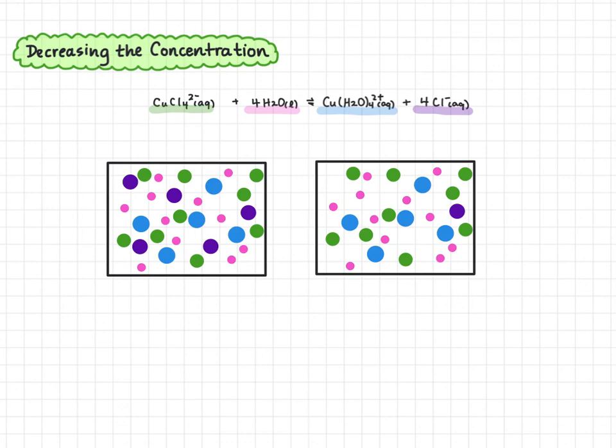We're going to look now at decreasing the concentration when we remove a product. So on the left, we have our equilibrium system. We have the copper chloride complex, represented by the green dots, water represented by pink, the copper water complex represented by blue, and chloride ions in purple. On the right, we're going to be introducing a stress, and this stress is the addition of silver nitrate. This is going to form a silver chloride precipitate and remove chloride ions from solution.